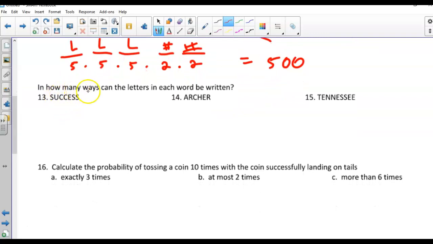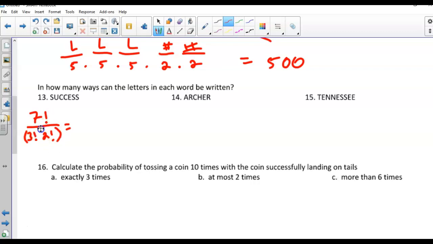How many distinct ways can the letters in each word be written? So remember, what you need to first do is count how many letters. There's 1, 2, 3, 4, 5, 6, 7. There's 7 letters, so that's 7 factorial. Now how many letters repeat? 1, 2, 3. So there's 3 S's, and then there's 2 C's. So that's what this will look like.